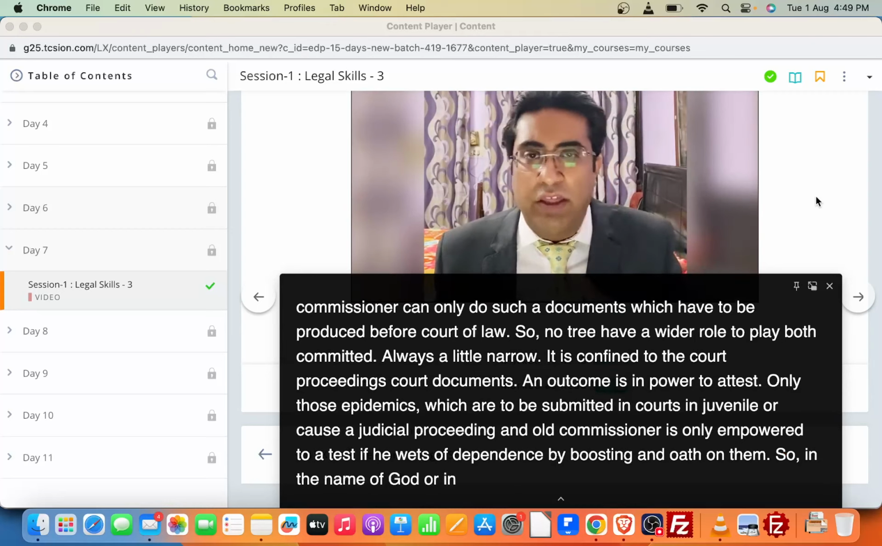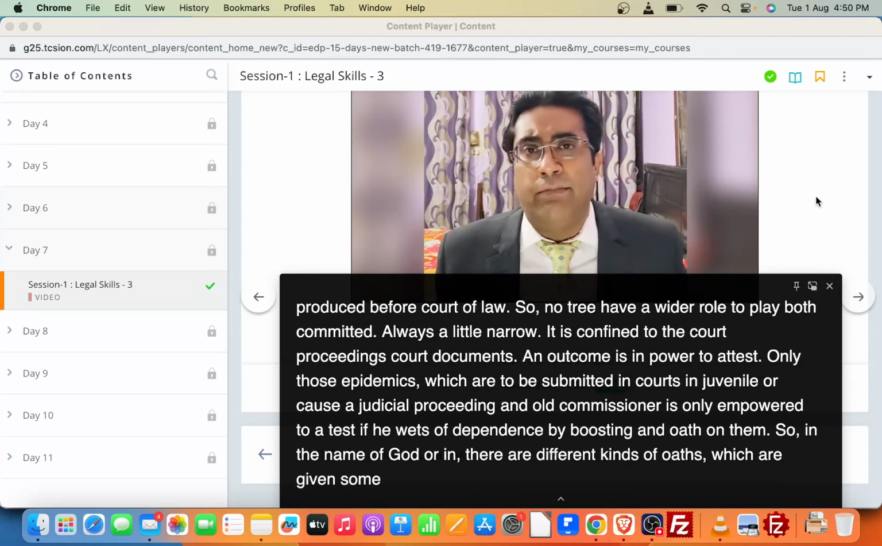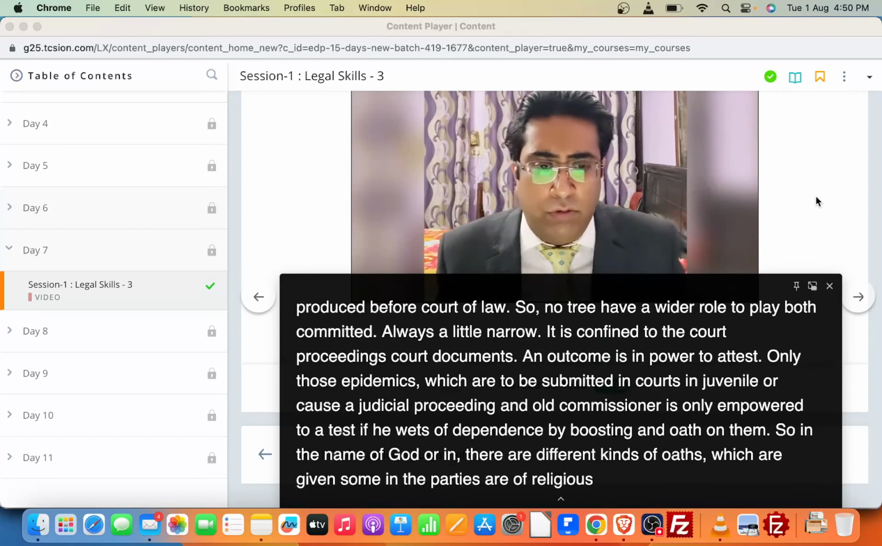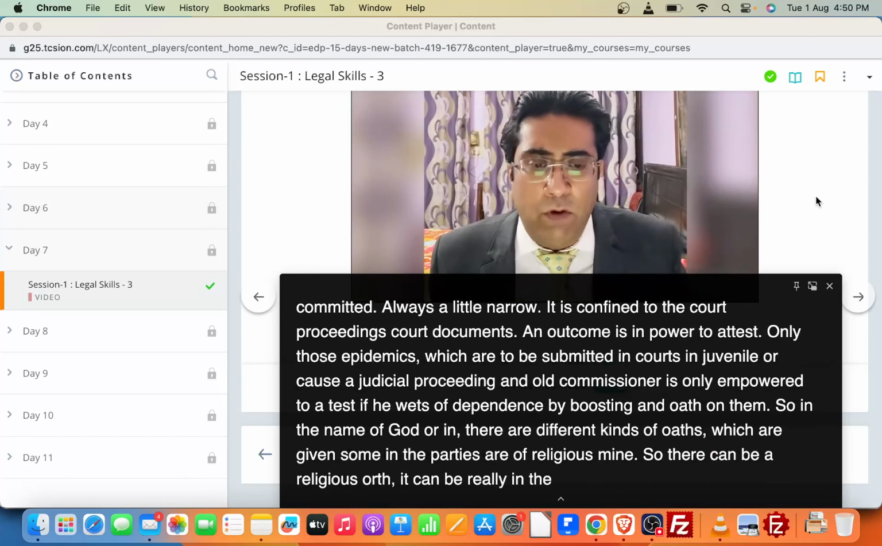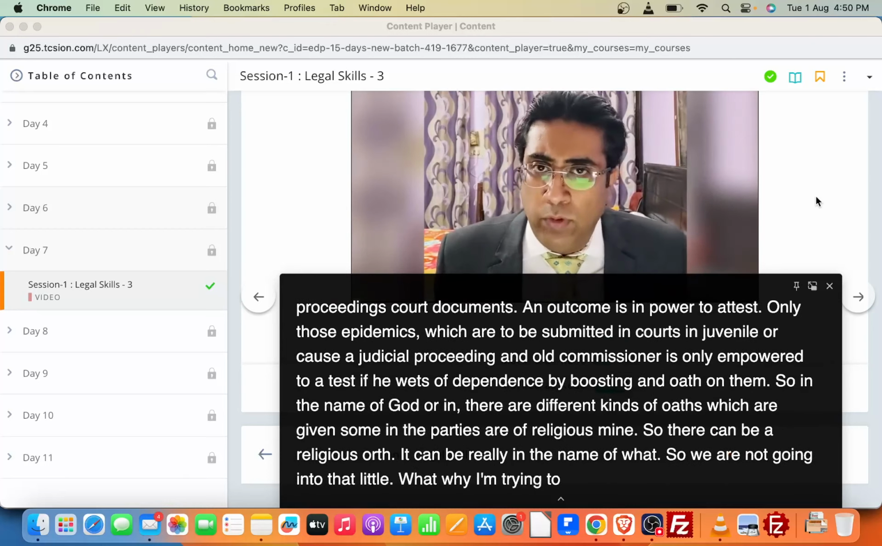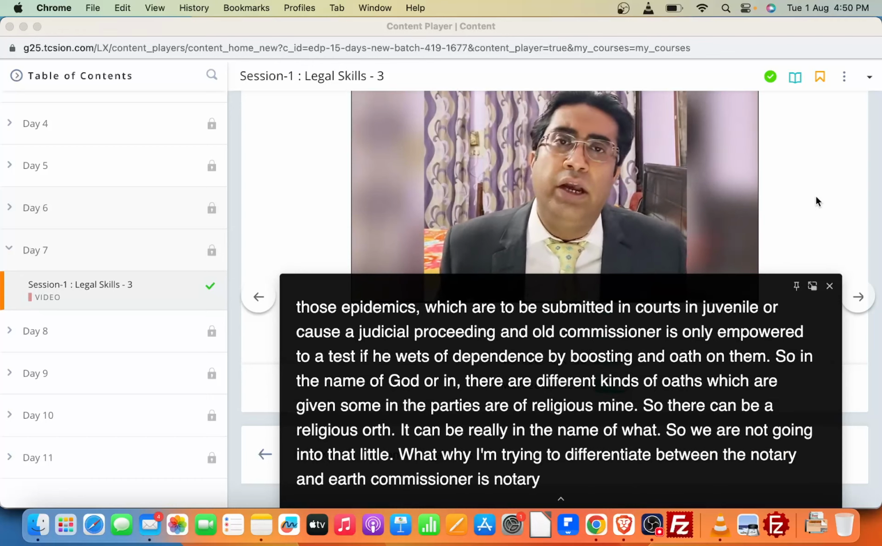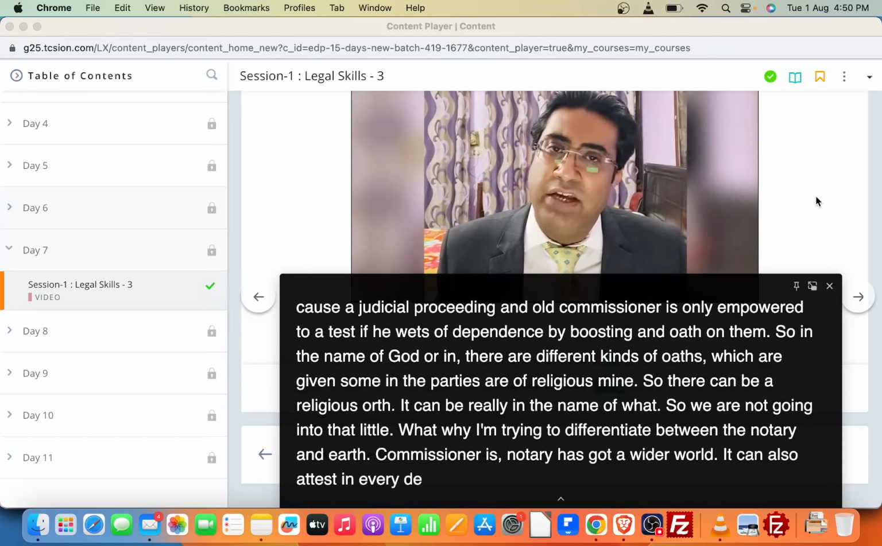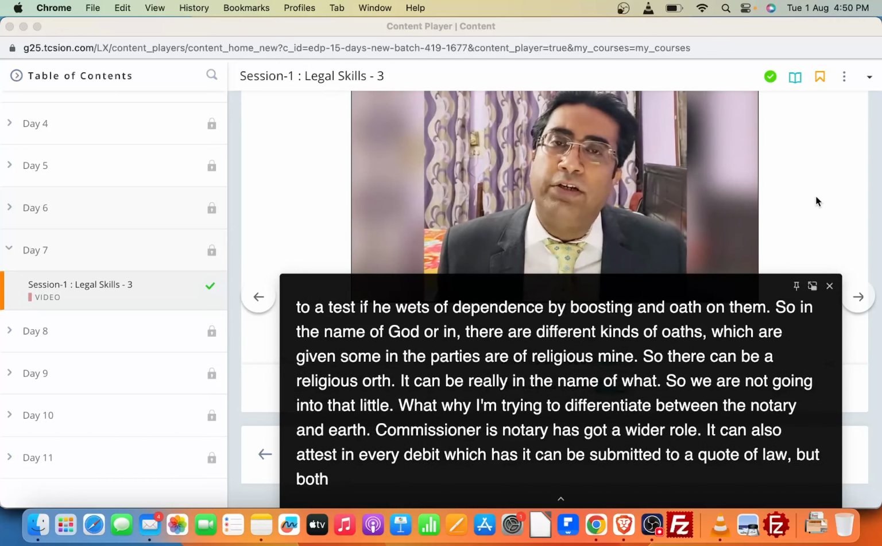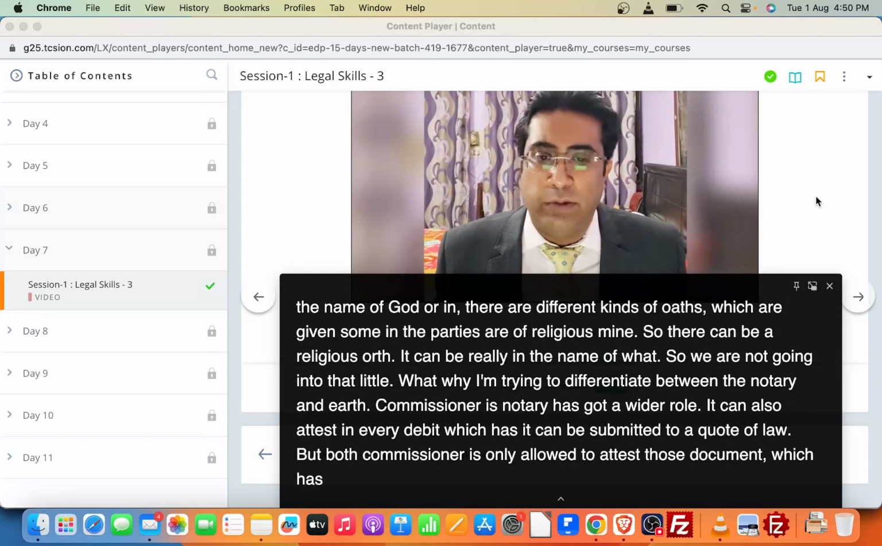So in the name of God, or there are different kinds of oaths which are given. Sometimes parties are of religious mind, so there can be a religious oath. It can be in the name of God. We are not going into that detail. What I am trying to differentiate between the notary and oath commissioner is that a notary has got a wider role. It can also attest an affidavit which can be submitted to a court of law, but an oath commissioner is only allowed to attest those documents which have to be submitted before a court of law.